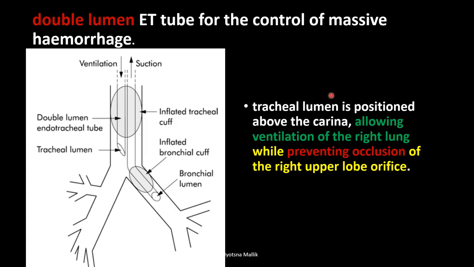Here we have used a double lumen ET tube, and you can see one lumen is in the trachea, the other lumen has gone to the right bronchus, and both lumen cuffs have been inflated. This allows ventilation of the right lung while preventing occlusion of the right upper lobe, by not occluding this bronchial lumen.